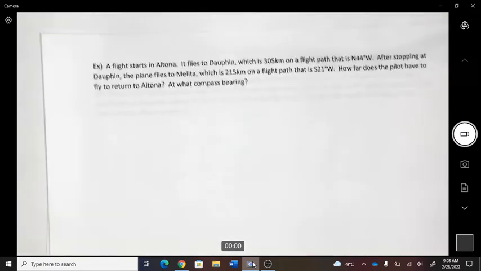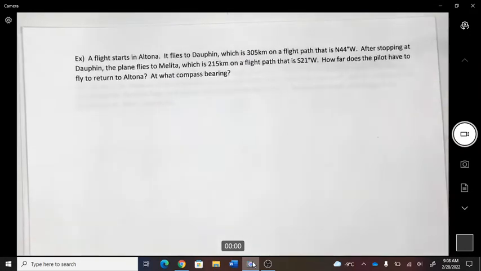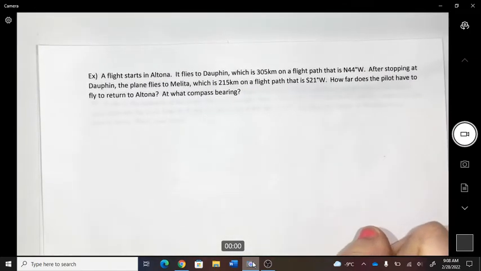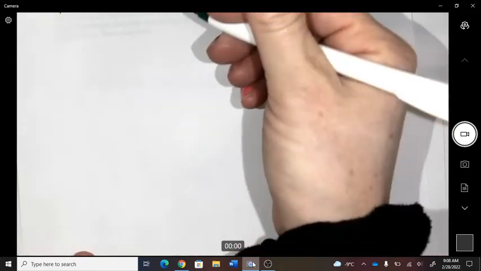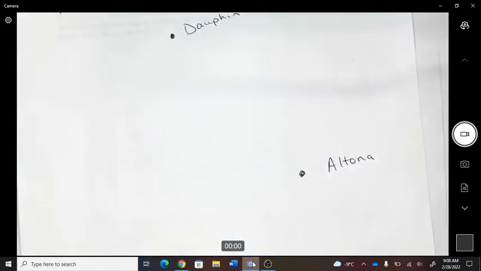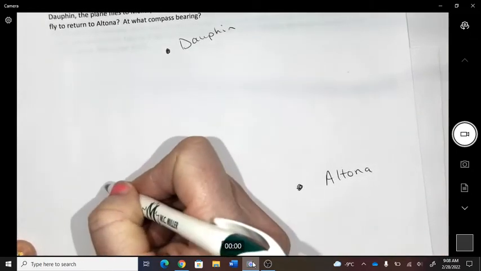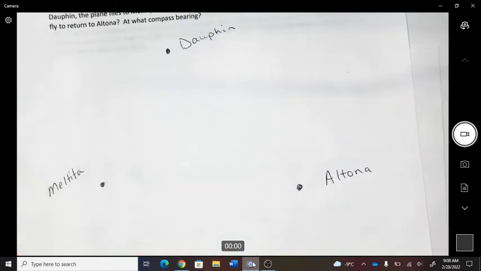Okay. All right. We did this exact problem on Friday, which was a lot of time ago. So let's do it again. So we started in Altona. So here's what places look like on a map. Altona was there. Dauphin, if you're familiar with Manitoba, Dauphin is north and it's to the west. And Melita is over here. That's how things are laid out in Manitoba.